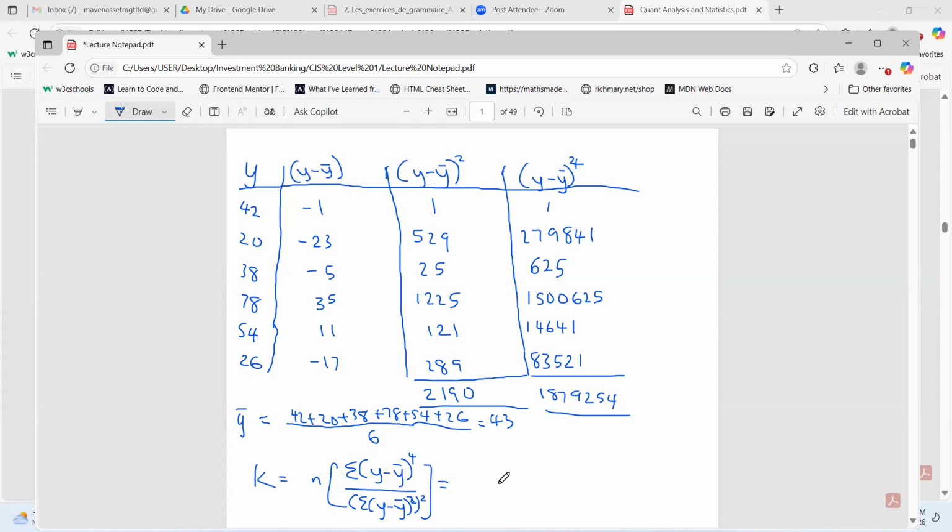What does this give us? N is how many? 6. Open a bracket. Our fourth moment we got from here, 1879254, divided by second moment, 2190, but we need to square it. So when we get this done, what is our final answer? Give it to me, somebody.